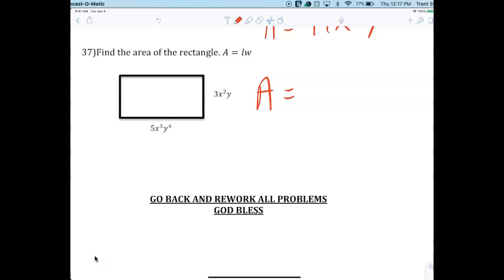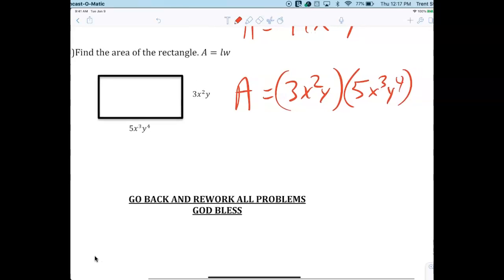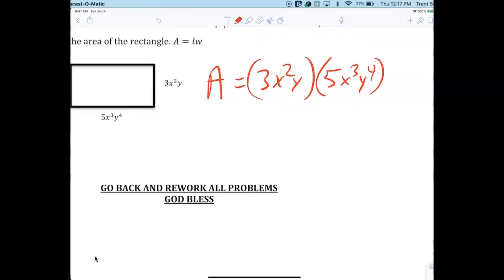Area equals 3x squared y times 5x cubed y. You're amazing so far. You can combine the 3x squared and 5x cubed. What do I do to the numbers? Multiply them. So what is that? 15. Good. x to the fifth. And then y squared. Easy.